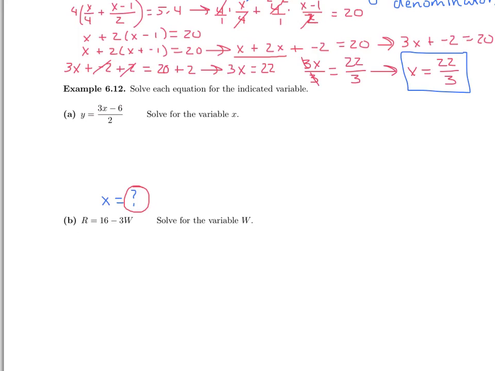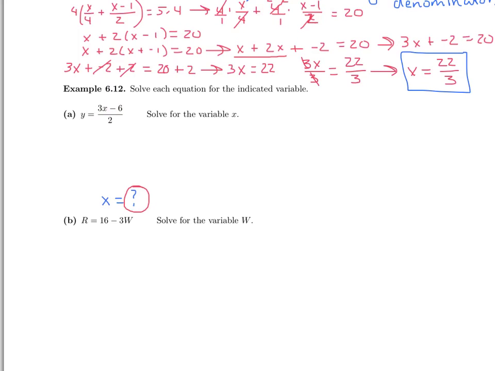So as far as solving for x is concerned, you're going to have to imagine that y is just some number, and your goal is to get x all by itself on one side of the equation. So let's look at the right side of the equation. In order to get x by itself, we need to undo all of these operations. X is multiplied by 3, we subtract 6 and divide by 2.